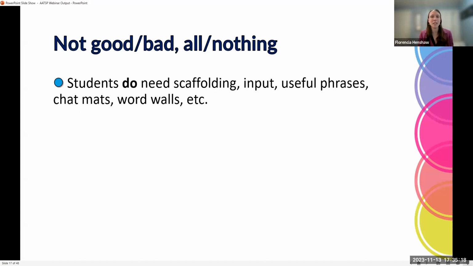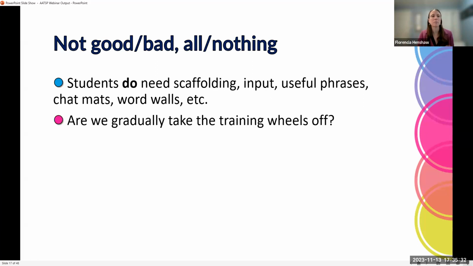So, of course, you need that to the point where you're like, okay, you know what? I don't need to be looking at the chat mat anymore. I don't need to be looking at the word wall. I don't need to be looking at the vocab in the textbook because it's already here. So I get it. It's not about good or bad. The question we do need to ask ourselves is, are we gradually taking the training wheels off?